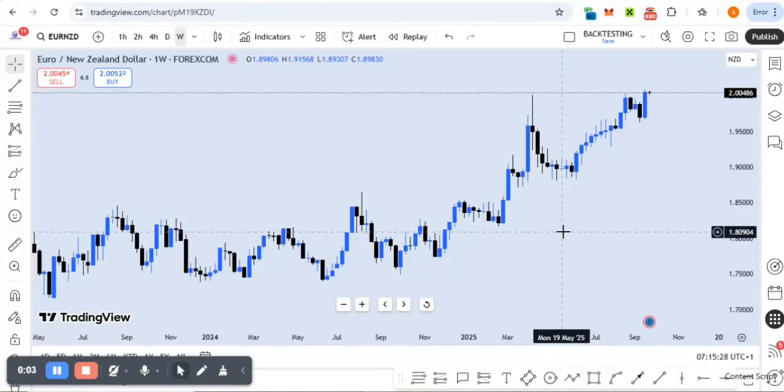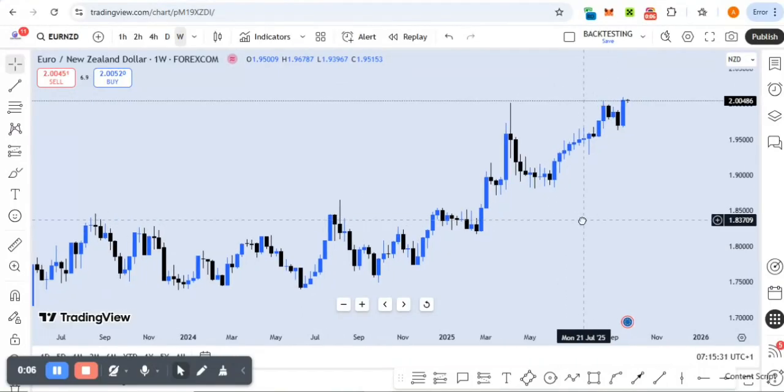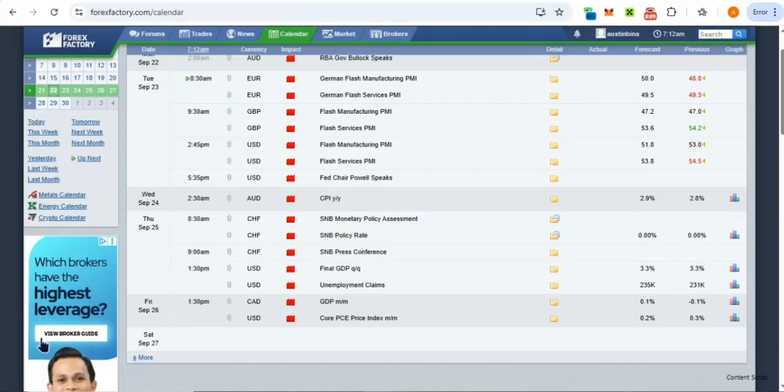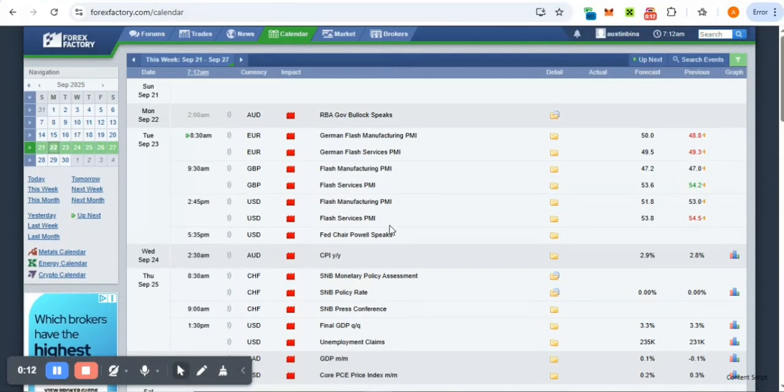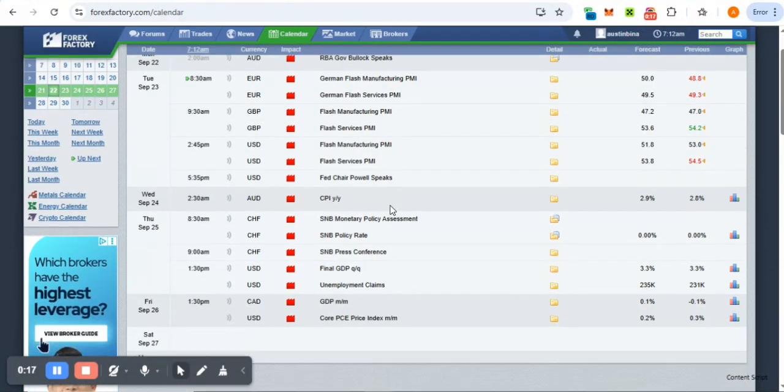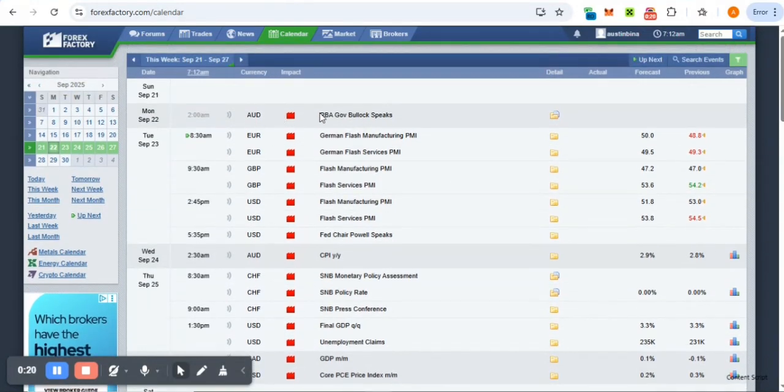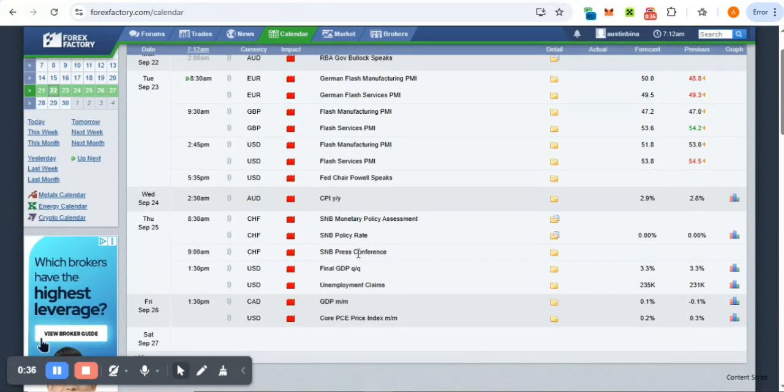So today we'll be analyzing Euro NZD, right? So before we take a look at the technicals, let's quickly take a look at the fundamental perspective, right? So right here on Forex Factory, we can see that we have quite a number of high impact news coming up during the week. Amongst them is AUD. For AUD, the RBA governor is going to speak, and for Euro, we are going to have the German flash manufacturing PMI. And for GBP, we have flash manufacturing PMI. And for AUD specifically, we have a CPI, AUD CPI coming up this week.